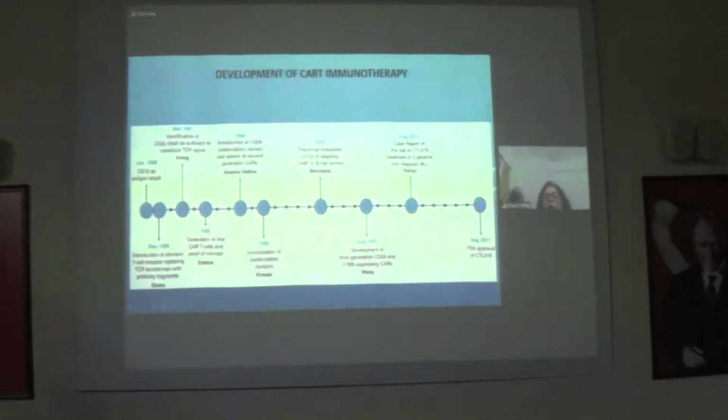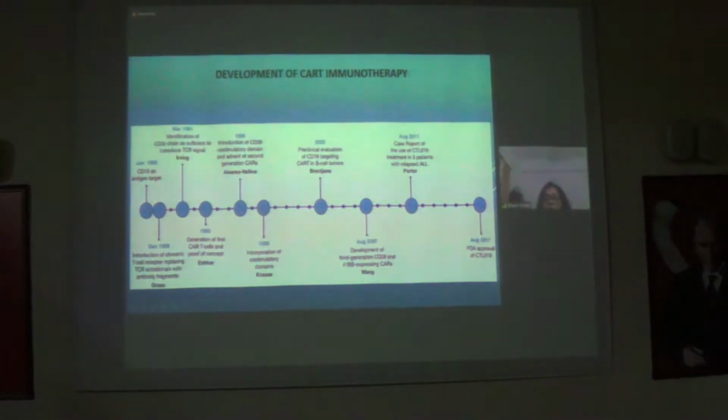So here is a history of how this CAR immunotherapy has been developed so far. And very first, in the year 1998, the CD19 antigen was identified for the leukemia cells therapy. In the year 1996, the CD28 co-stimulatory domain was also incorporated within these CAR T cells.